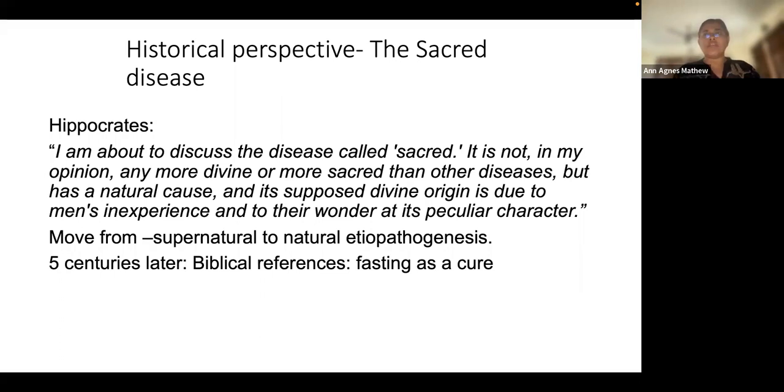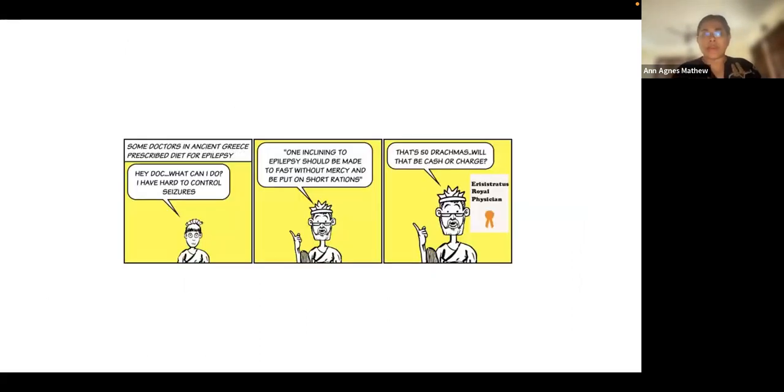If they had seizures, they thought, okay, demons have possessed them, lock them up, but they reduce seizures. So what we're trying to say is this is a fasting mimic. Ketosis happens in fasting, and this is the background. From there, this is a cartoon that one of the neurologists uses. We tend to use it when we are teaching about the ketogenic diet, saying, hey doc, what can I do? I have hard to control seizures.